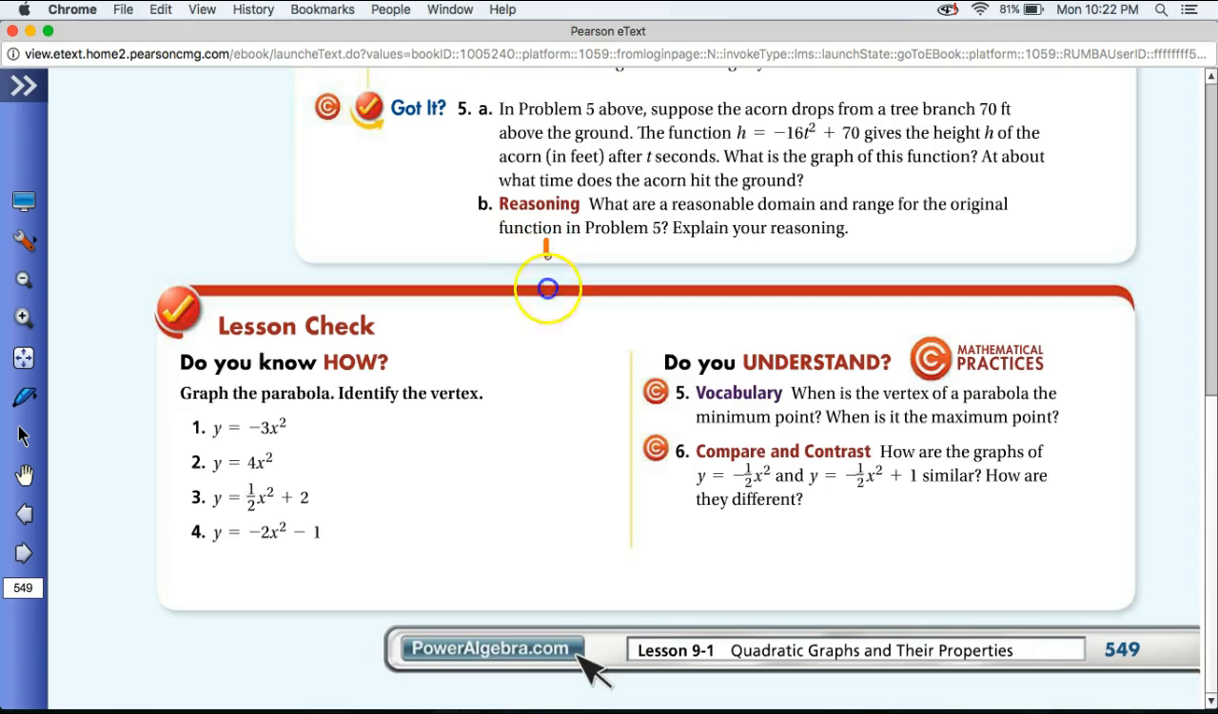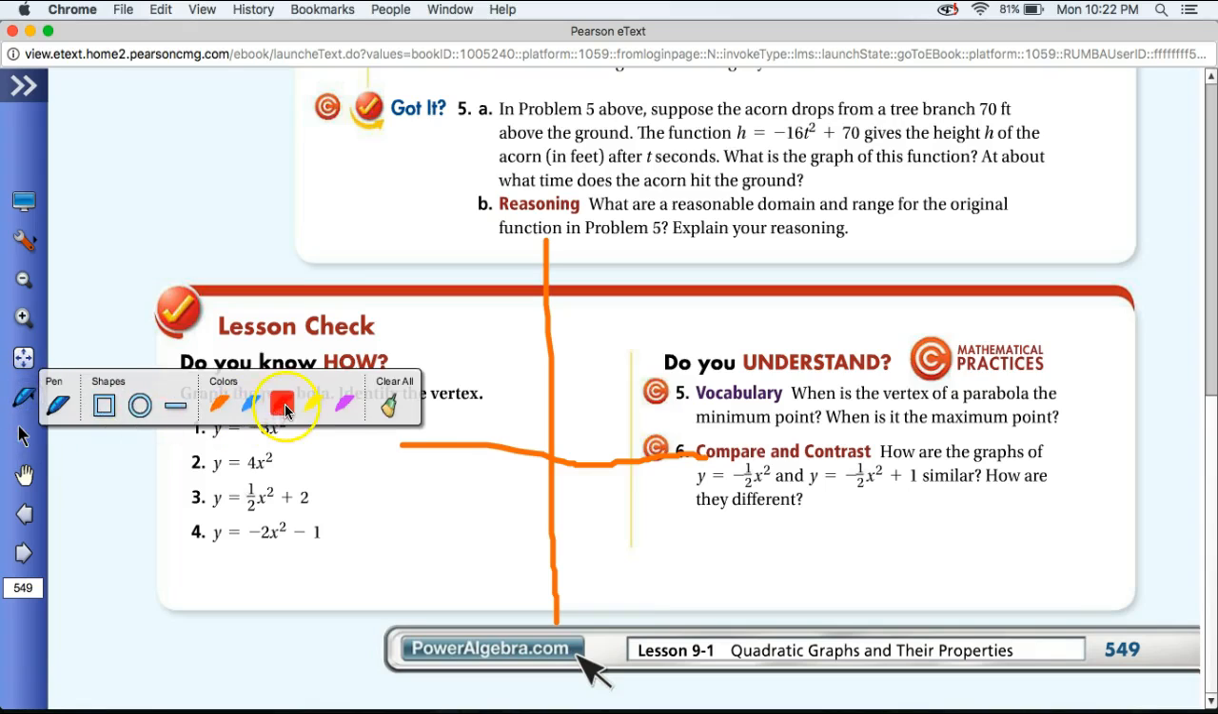All that hard work gone. Oh well. Okay, 4x squared. Positive 4 means it's going to open right side up. No plus or minus anything, which means it's going to intersect at the vertex again, at the origin. And it's going to be up this time. And it's also going to be skinny, right? If there's a whole number here, it's going to be skinny.